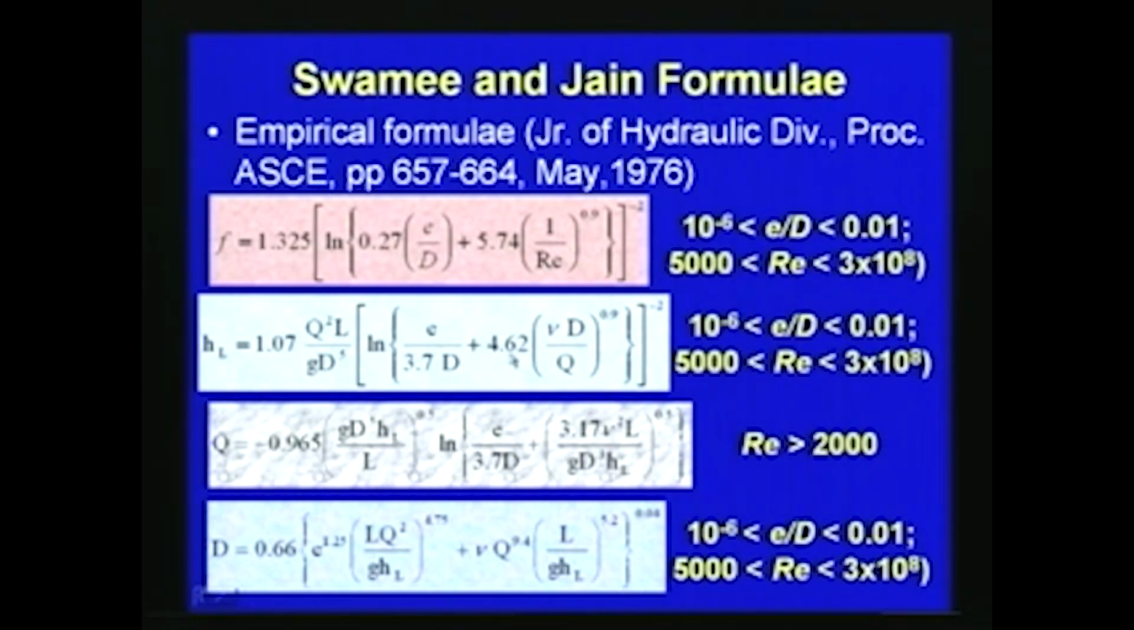So, as I mentioned, these relationships were derived based upon a large number of experiments, using some of the already available empirical relationships. Various scientists and engineers derived a number of equations for the friction factor, head loss, and discharge, to design a pipe and find the diameter of the pipe. These equations show the relationship between friction factor, head loss, discharge and diameter of the pipe, derived by Swamee and Jain.